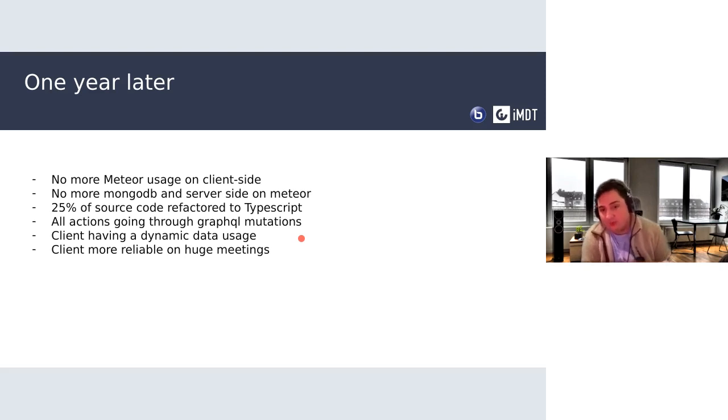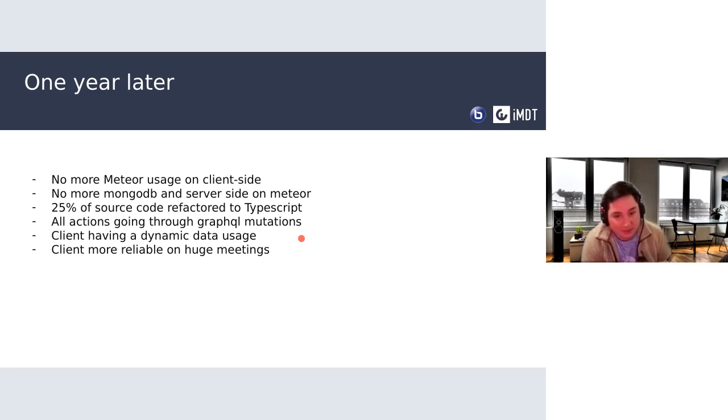We were able to migrate 25% of our source code to TypeScript, and that's pretty good. We decided that because GraphQL is a strongly typed protocol, so we thought, and we were right, that TypeScript helps us a lot in making the types for the responses and the queries, making the developer experience a lot easier. Also, all actions are going through GraphQL mutations, no more Meteor calls.